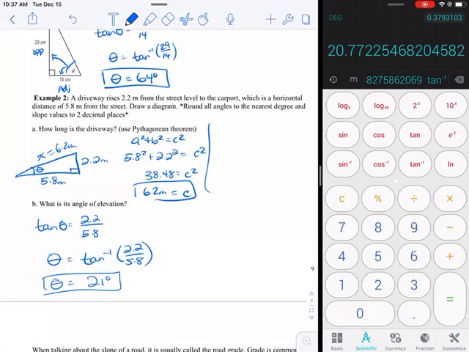So when talking about the slope of a road, it's usually called the road grade.